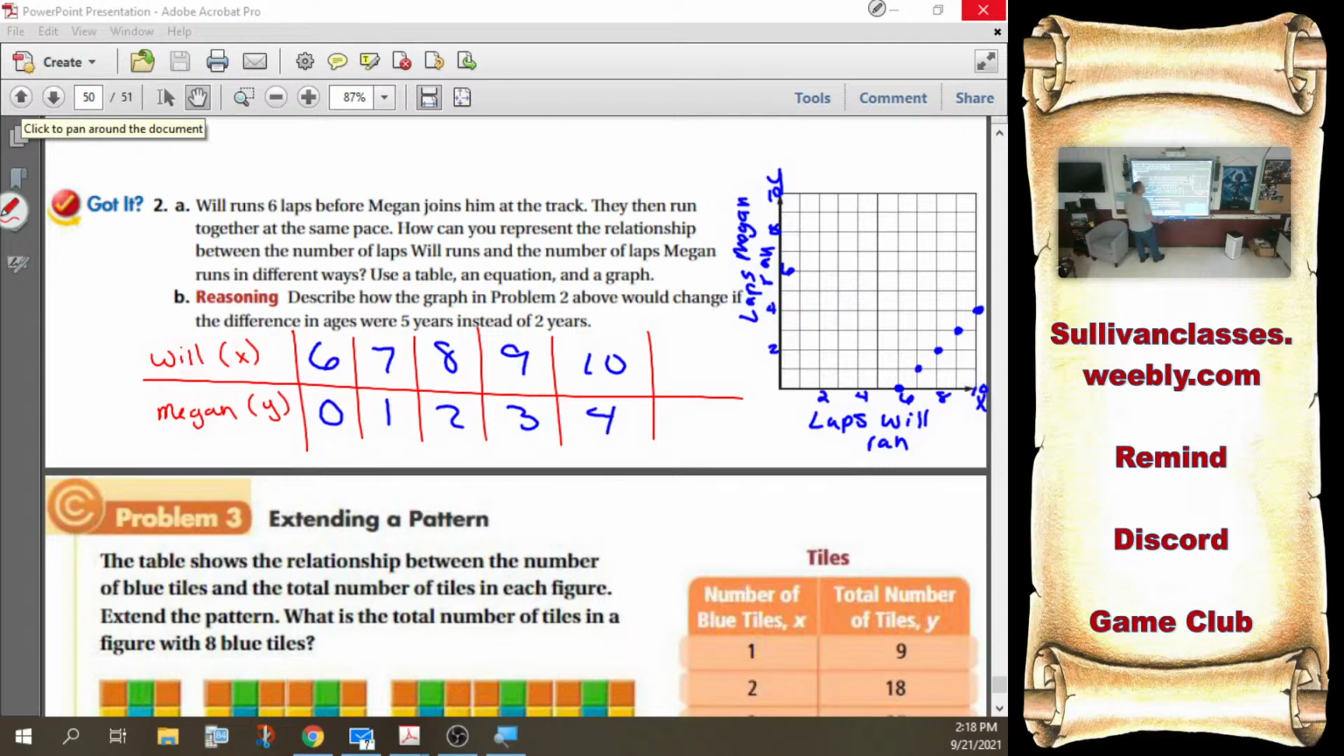Oh, wait, we need the equation. How do I write that? If I say y is Megan, what do I always do to Will's laps to get Megan? Subtract 6. Right?